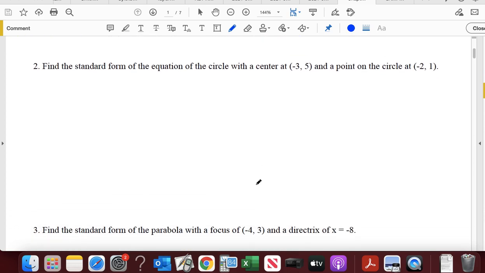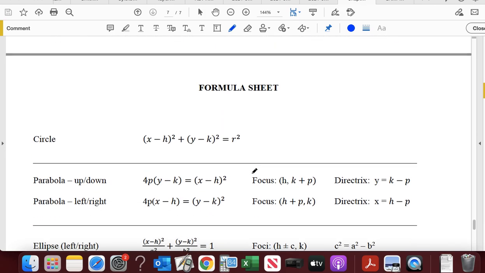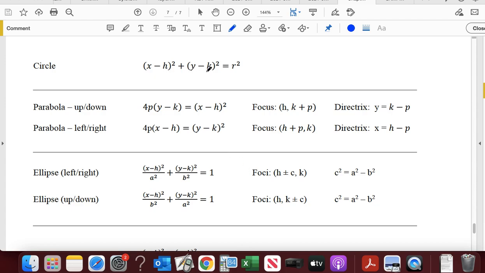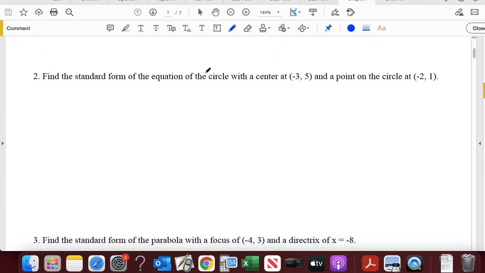All right, so now we're finding the standard form of an equation of the circle with a center at negative 3, 5, and a point on the circle of negative 2, 1. Okay, so recall our formula for circles, which is here at the end. We have x minus h squared plus y minus k squared equals r squared. So I'm just going to copy that in. So we've got x minus h squared plus y minus k squared equals r squared.